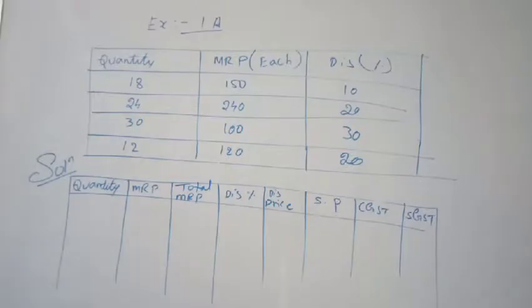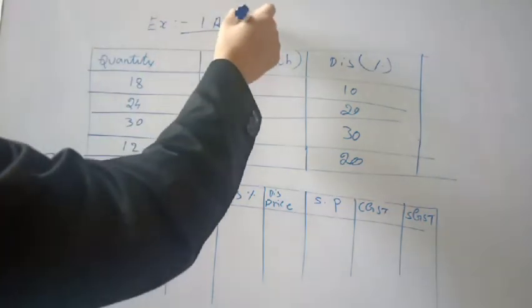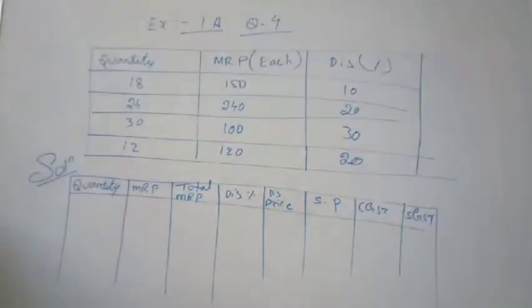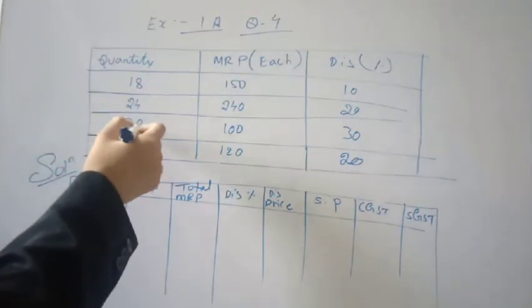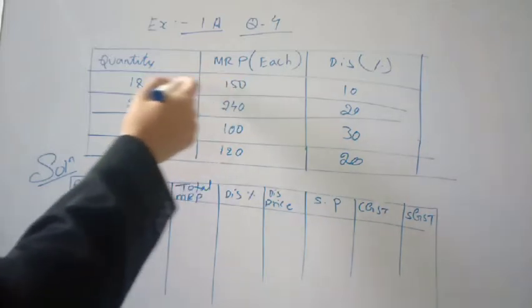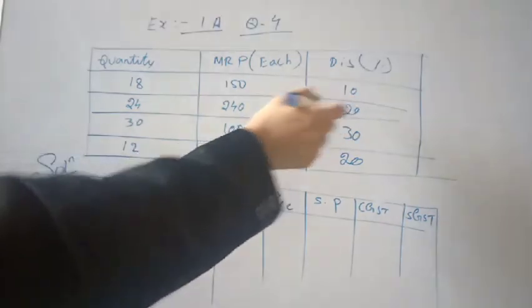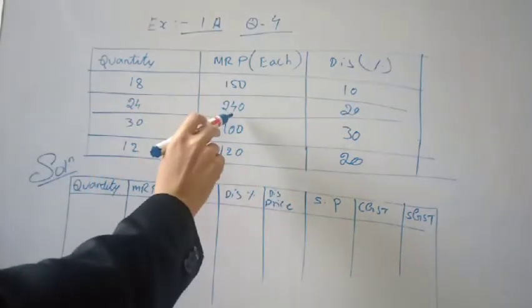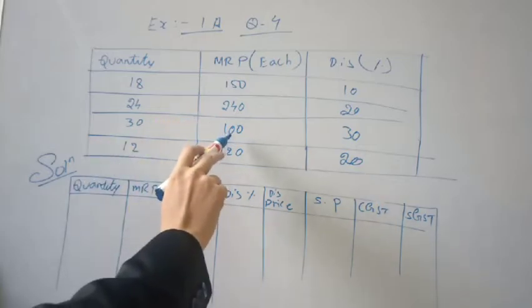So here quantity, number of items, then MRP, then discount percentage is given. Here question number 4, the quantities given are 18, 24, 30 and 12. Then the MRP per item is given, then the discount percentage is given. So we have to calculate now the total billing amount.